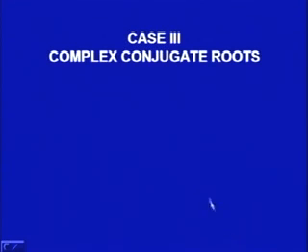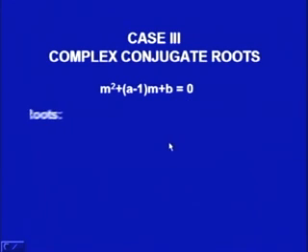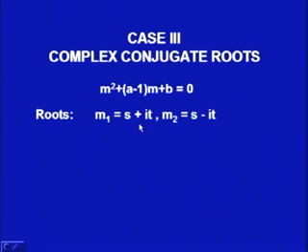Now, the third case, complex conjugate roots. When this equation m square plus (a minus 1) m plus b is equal to 0 has complex roots, they would appear in pairs. That is, let us say one root is s plus i t, then the second root would be of the form s minus i t.